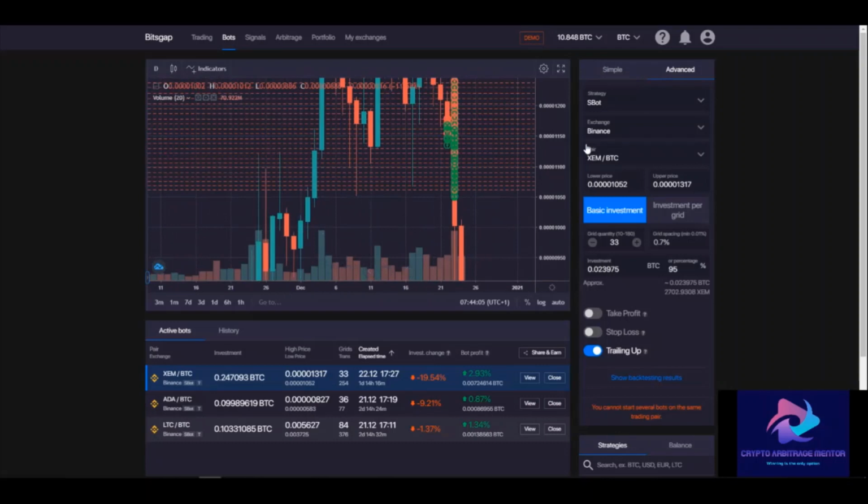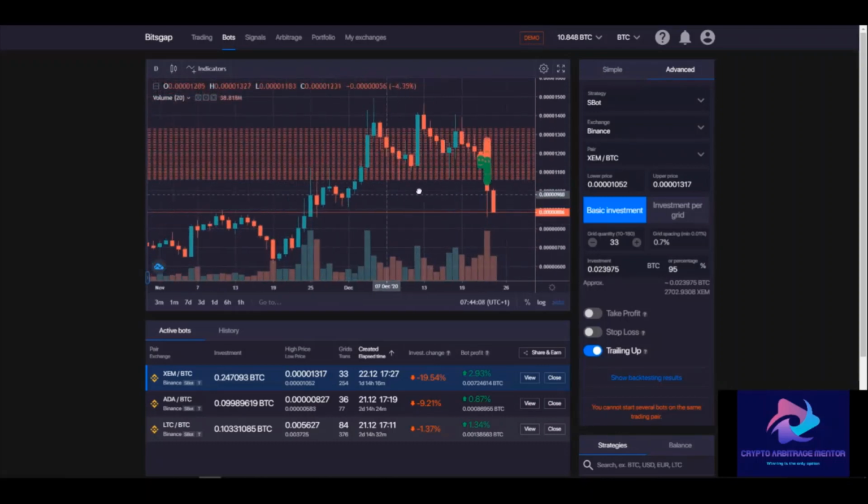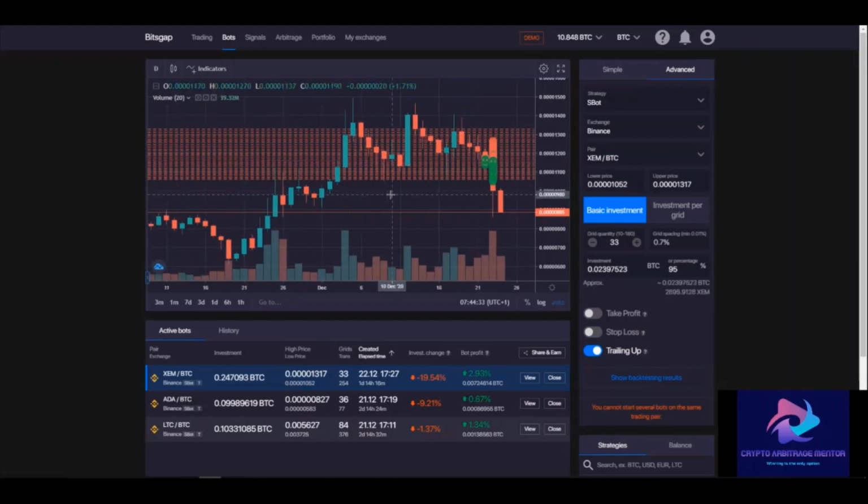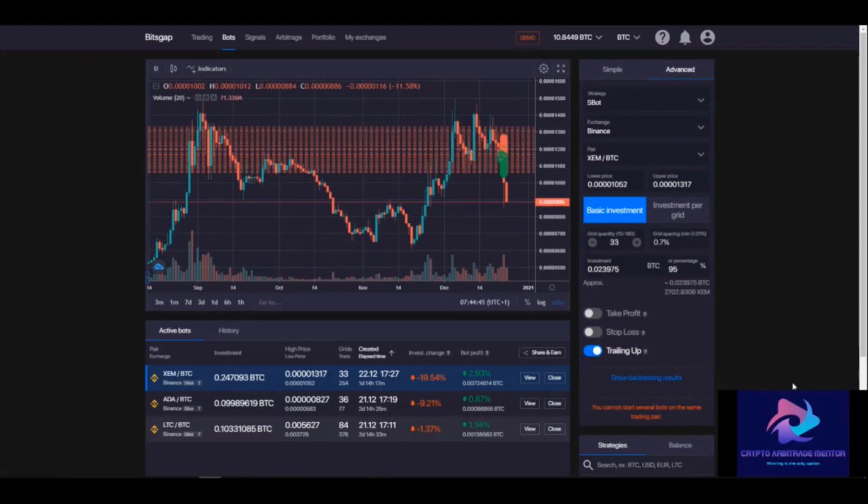So maybe the problem of these grids is that we can expect the coin to go again to this support level, or maybe this one that is a resistance and could be a support, and we can expect the price going up again and start to sell the coins, the trades in our grid that are waiting here. But the most important thing is that you don't lose money, because what you have right now are more gems, more ADA, and more LTC.